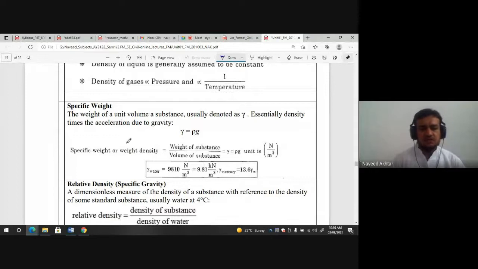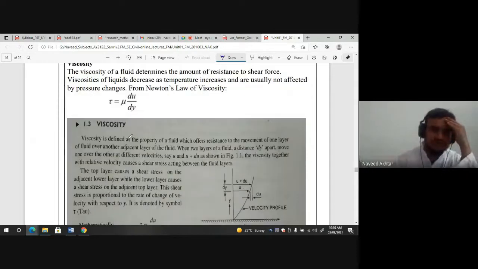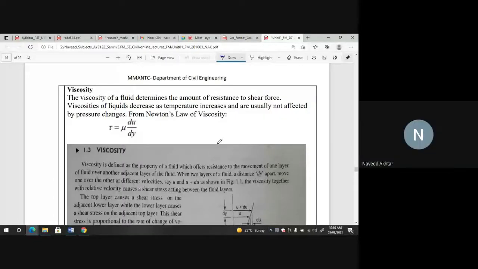So once again, this we have already studied, and specific gravity is nothing but the density of the substance to the density of the water. Now here we will see the viscosity. What is viscosity? So in fluid mechanics, we are studying the fluid. Fluid may be in the form of gas or liquid, but generally, in our real life examples, we are mostly dealing with water or liquids, so you can consider this for liquid.